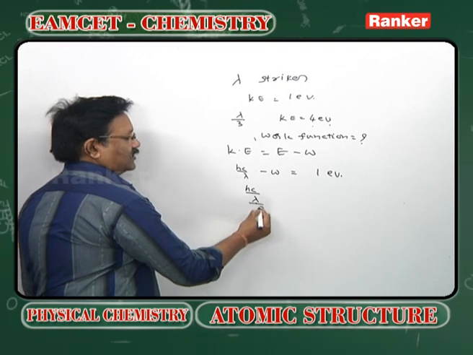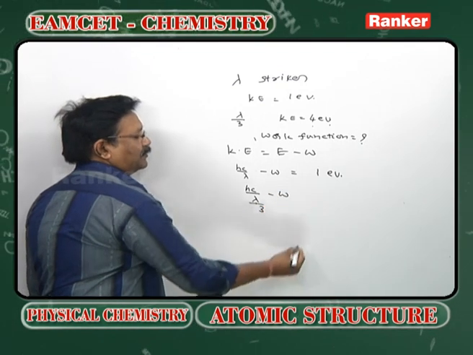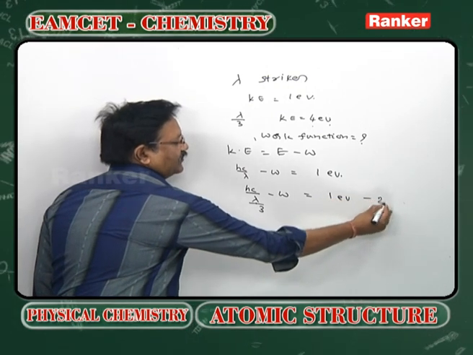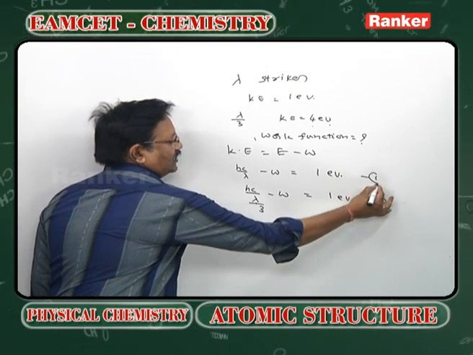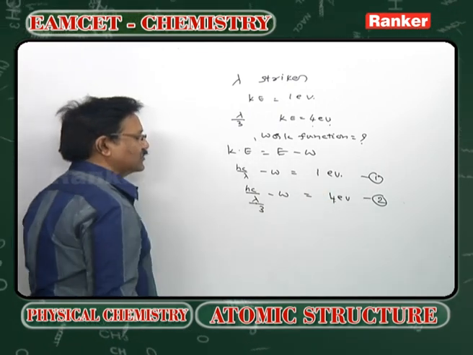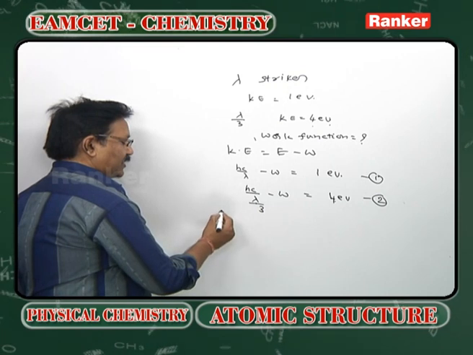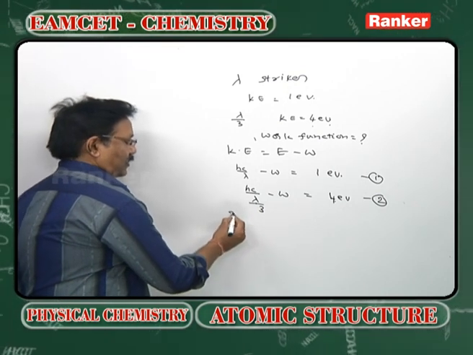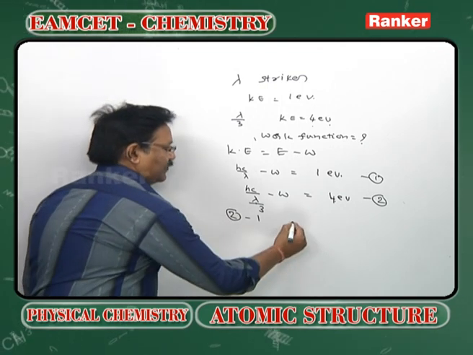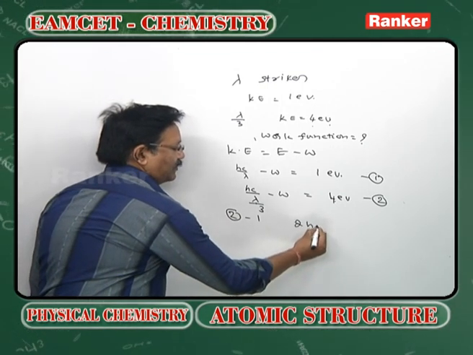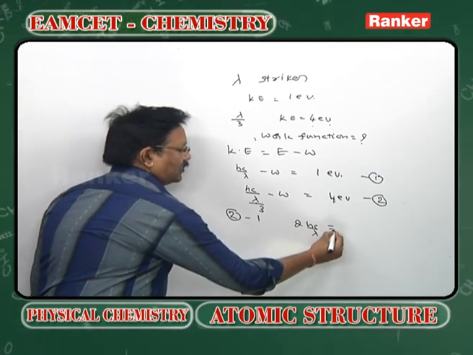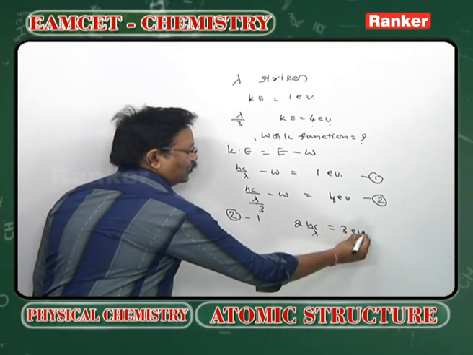When hc by lambda by 3 strikes, minus W will be equal to 4 electron volts. This is equation 2, and this is equation 1. Now subtracting equation 1 from equation 2, what will be the value? 2 hc by lambda will be equal to 3 electron volts.